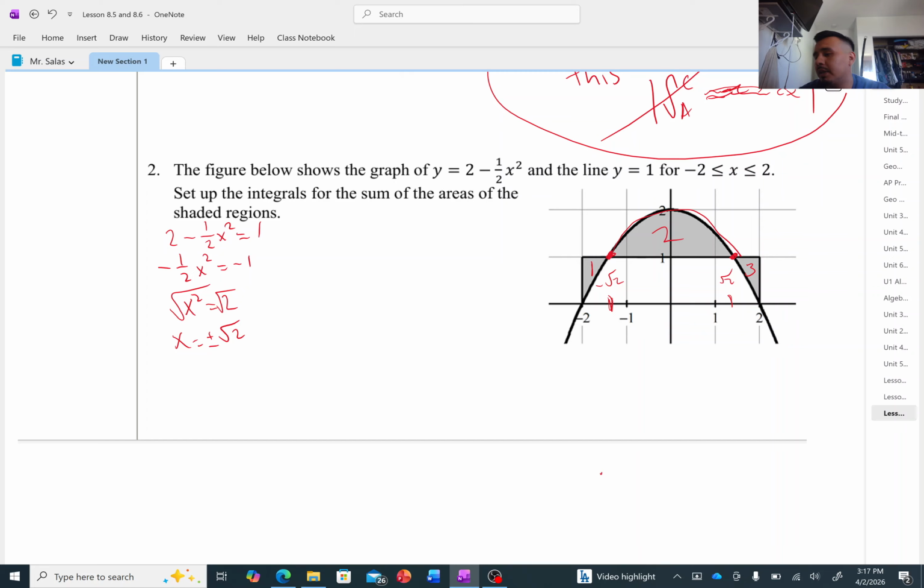All right, here we go. So my first integral, make sure you write small, because you're going to need a lot of space for these long integrals. It'd be -2 to negative square root of 2. Right here, I can see that my upper bound is that one line, and my lower bound is my parabola. So I'm going to do 1 minus 2 plus 1/2 x squared.